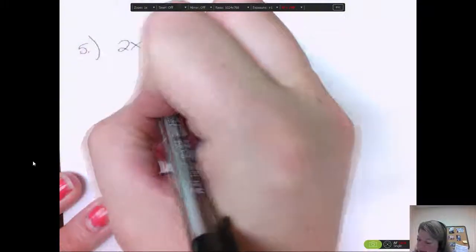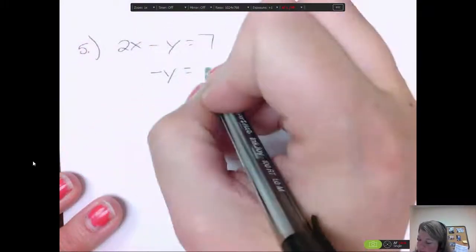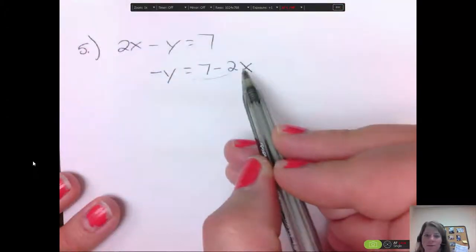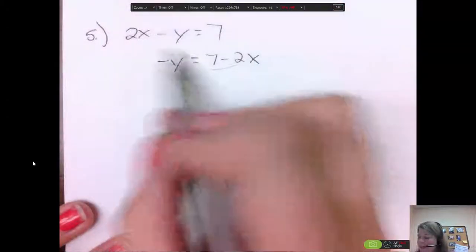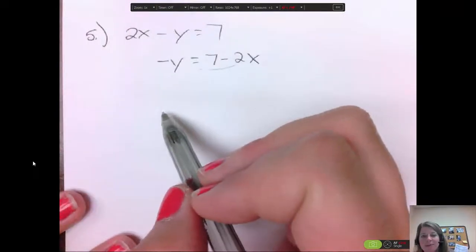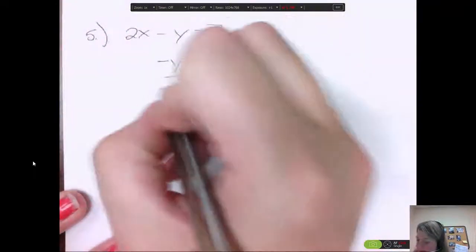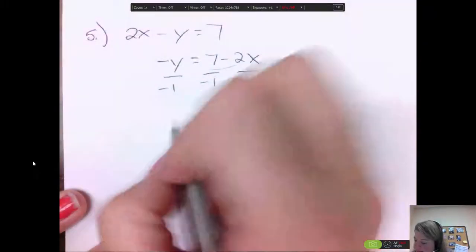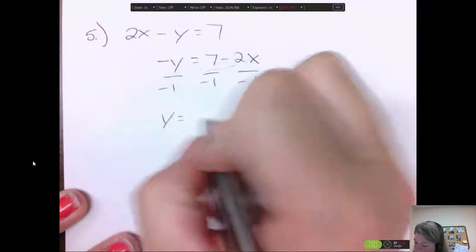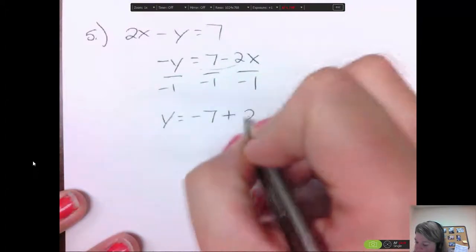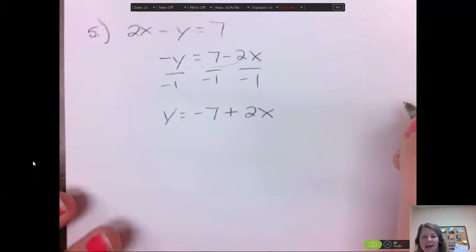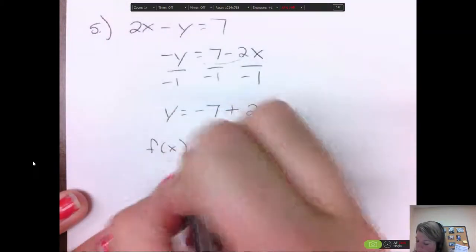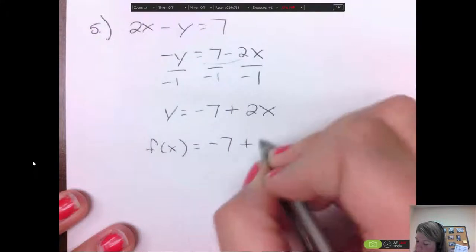So I have negative y still equals 7 minus 2x. So I kind of minused my 2x over. But I can't leave y negative. So then I'm going to divide each thing by negative 1 in order to get rid of that, and it changes all the signs. So it becomes y equals negative 7 plus 2x. Now that y is solved for, you can put in your f of x for y, and you're done.